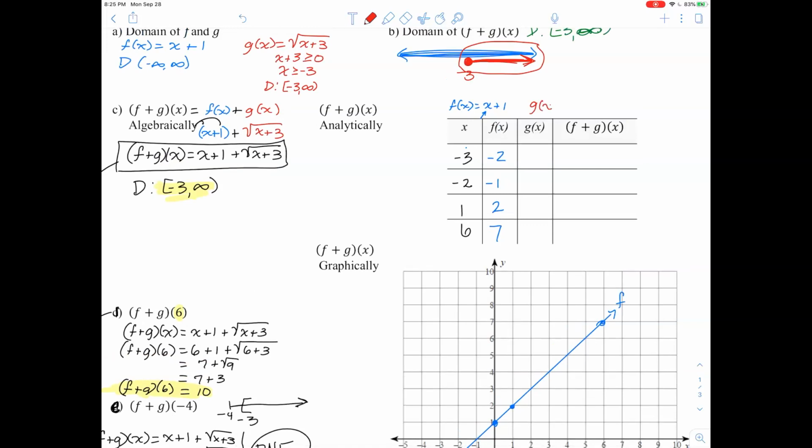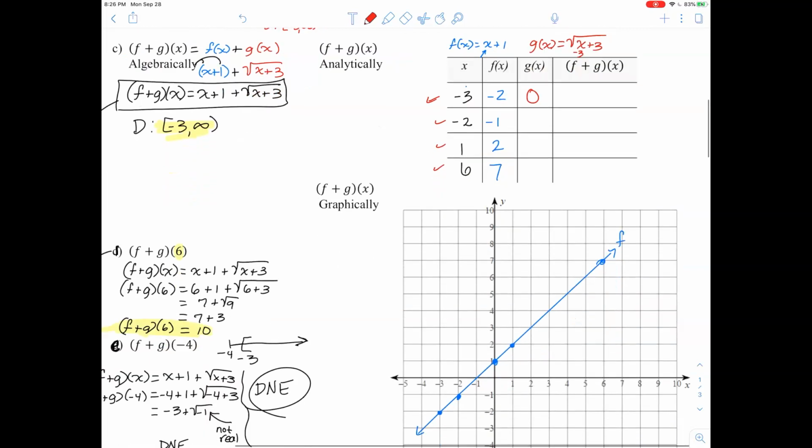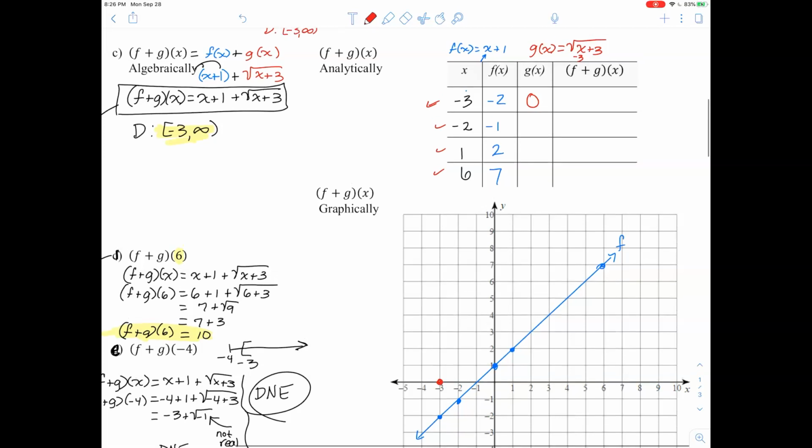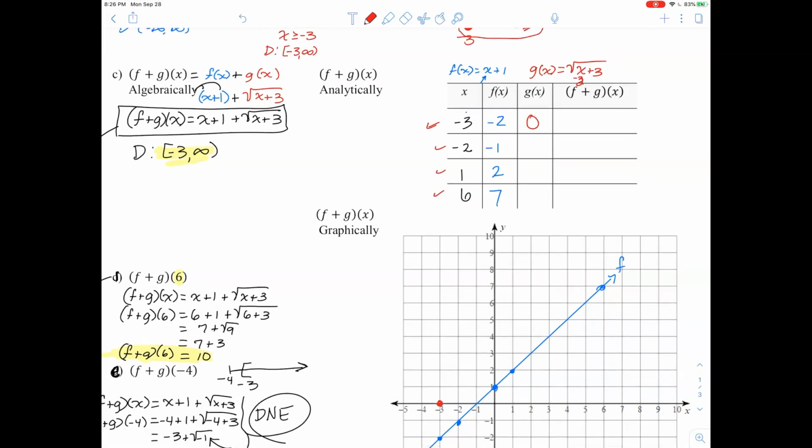So our g of x is equal to the square root of x plus 3, and we're going to be plugging in these x's. The reason that I chose these specific x's is because they're going to make nice, perfect square roots. So we're going to plug in a negative 3. The square root of negative 3 plus 3 is the square root of 0, and that is 0. So I'm going to go ahead and graph that. Negative 3, 0. All right, so this is where their domain begins to overlap. Let's plug in a negative 2. The square root of negative 2 plus 3 is the square root of 1, which is 1. So negative 2 up 1 is that point there.